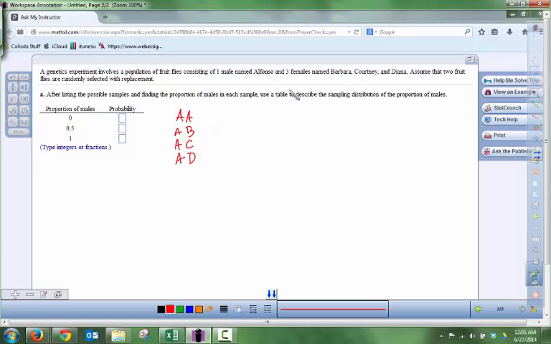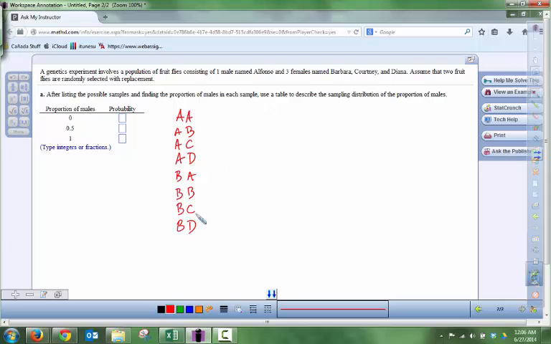And then let's pick Barbara. We pick Barbara and then put her back, and then we'll pick Alfonso. We can pick Barbara, put her back, and pick Barbara again. We can pick Barbara, put her back, and then pick Courtney, pick Barbara, put her back, and then pick Diana. So this could be another set of samples.